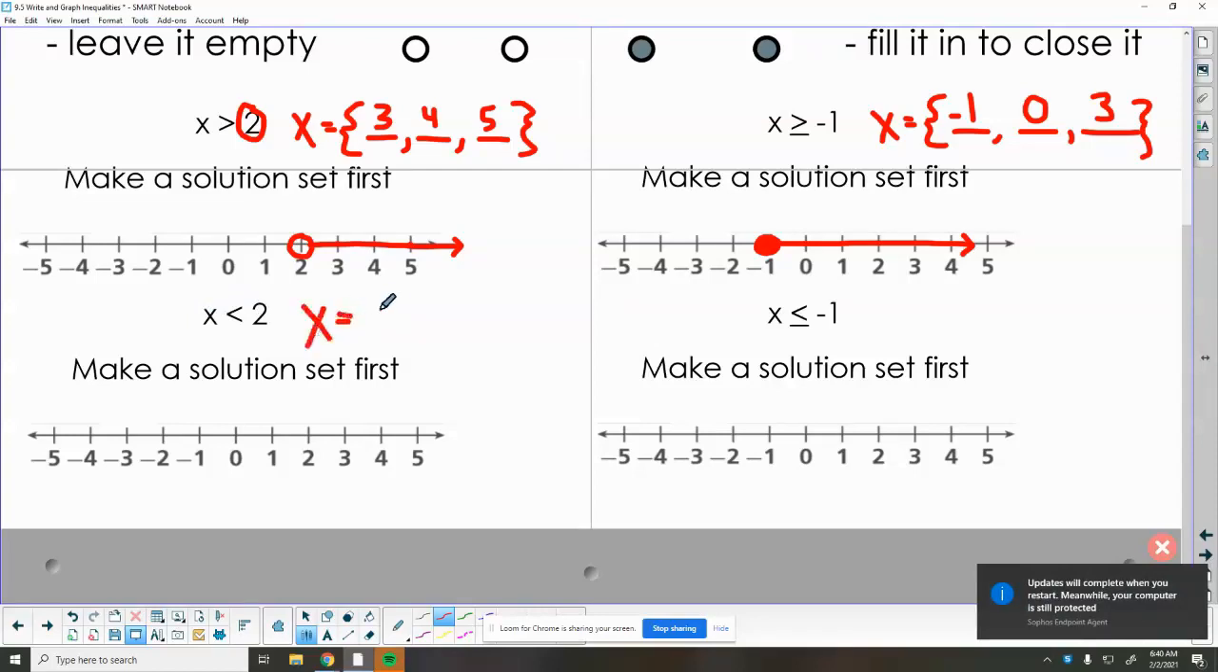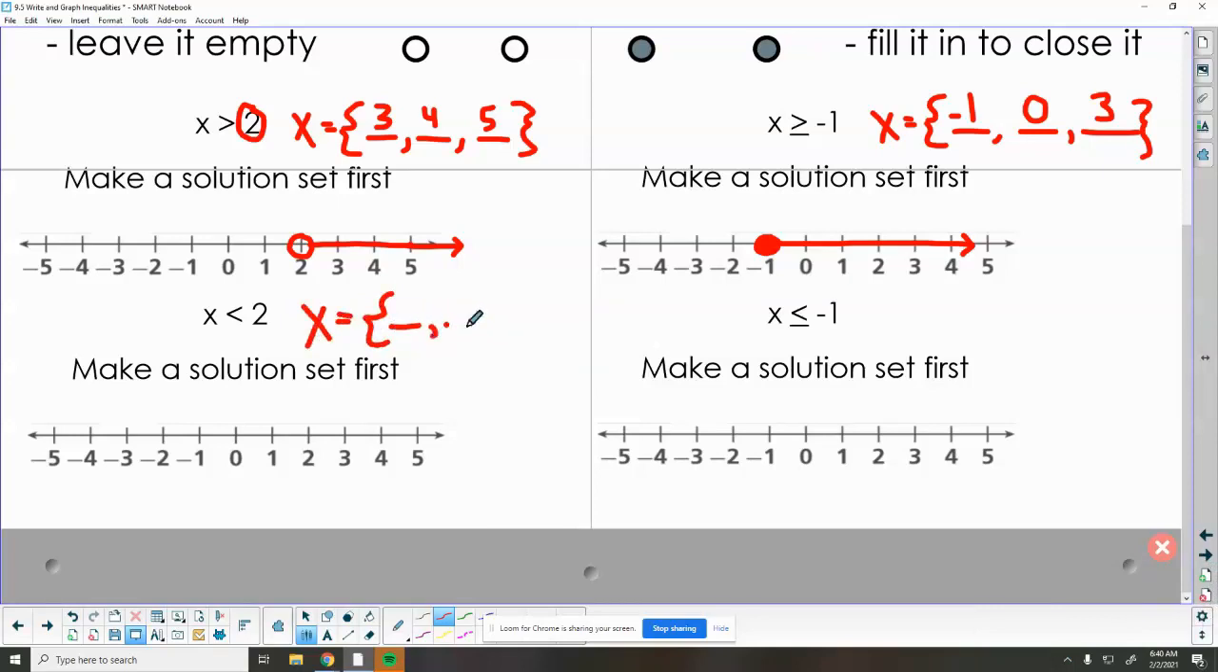So go ahead and make a solution set of at least 3 numbers that would make this true. So X is less than 2. So our first question, can it be 2? Well, no, because there's no equal sign. So see if you can write down 3 numbers.